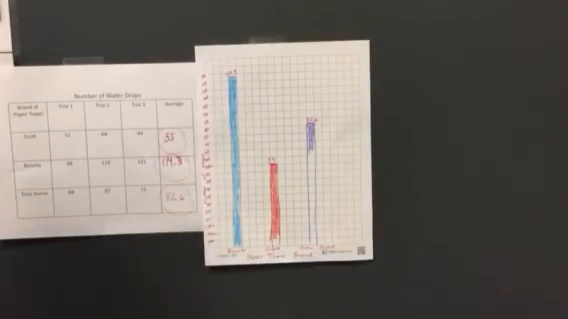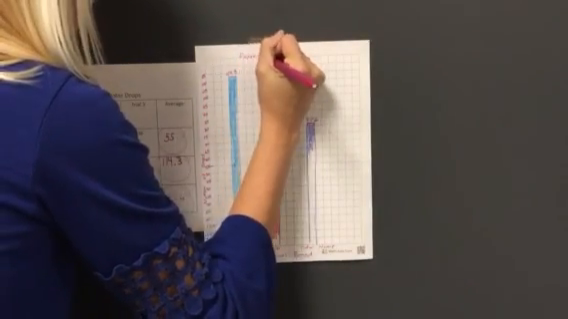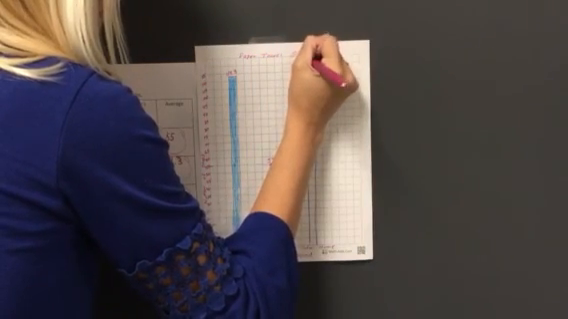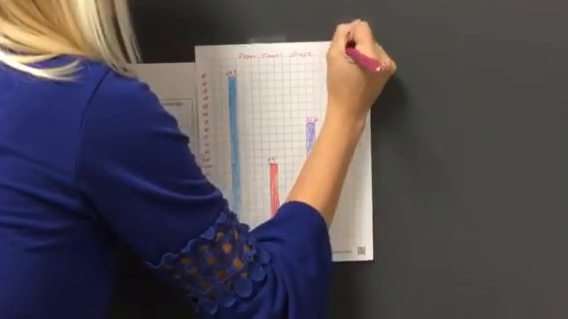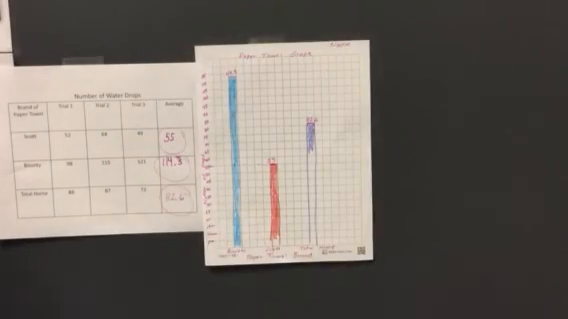And then don't forget to title this. We can just call it our paper towel graph. Your name goes on a corner somewhere, and then you're good to go. Happy graphing.